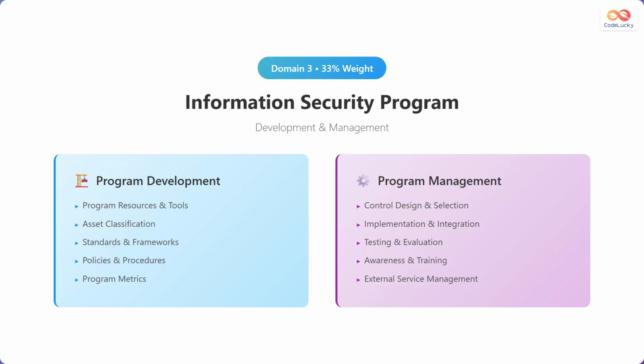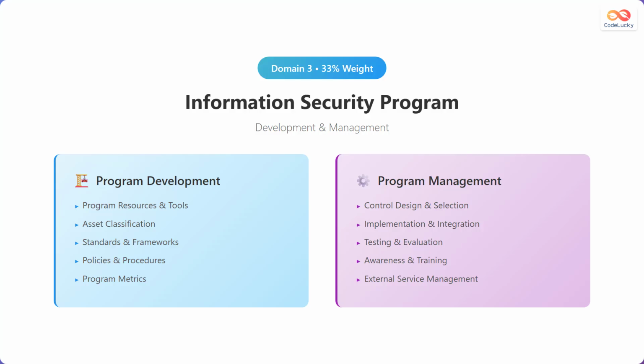Policies and procedures translate high-level governance into actionable guidance. Program metrics enable measurement of security program effectiveness. Program management focuses on the operational aspects, including control design and selection to address identified risks. Implementation and integration ensure security controls work effectively within existing business processes.